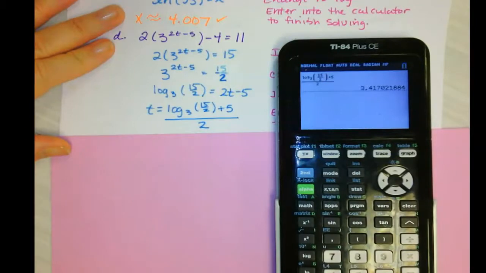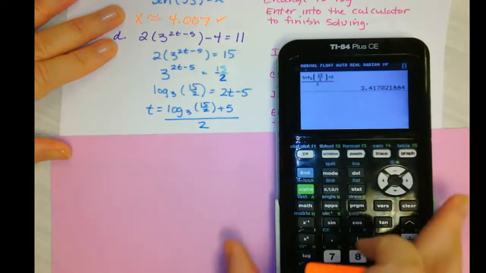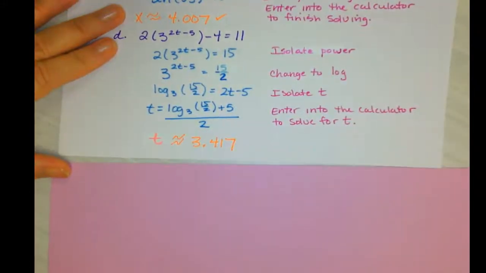And I get 3.417 and some more stuff, and I'm going to 3 decimal places, so I'm rounding right there to the 7. The 5th digit is 0, so it's not going to change the 7. So my answer is approximately 3.417.